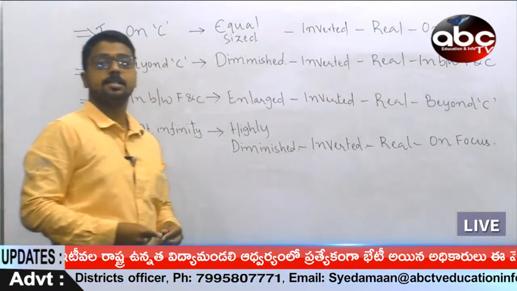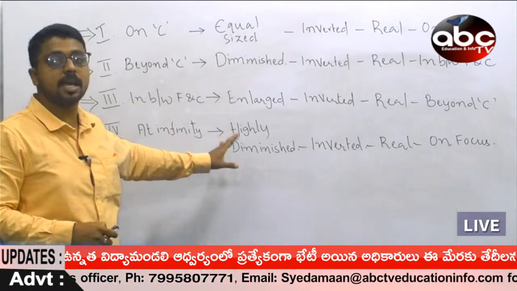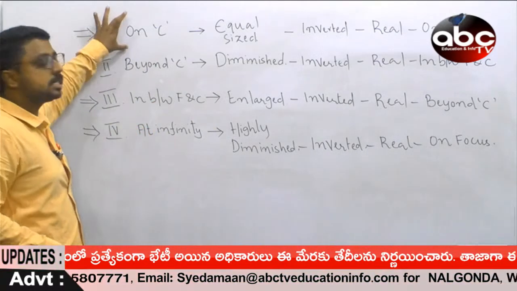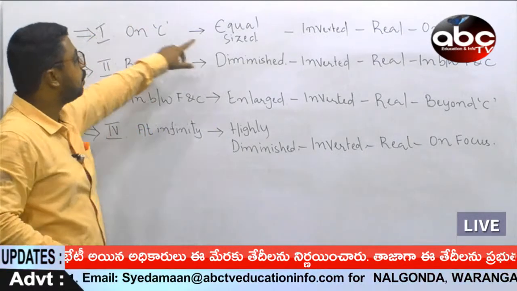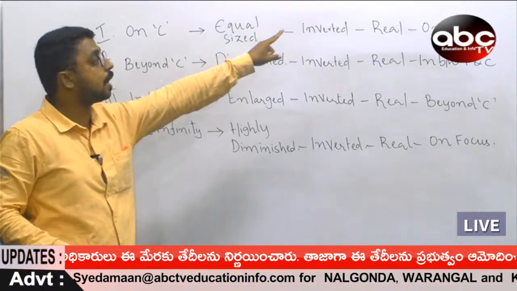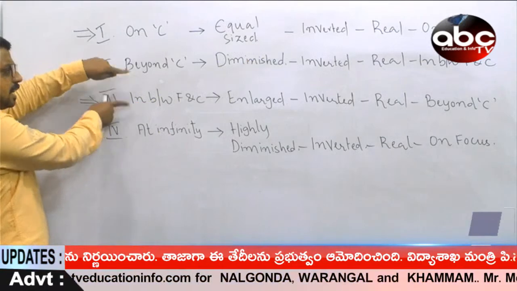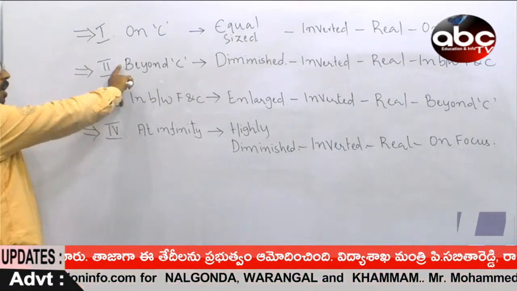So my dear friends, why have I mentioned these four cases in particular? You just note the difference. On C is the only case in which the image is equal in size and also formed on C itself. You observe a twisting relationship between these. There is a small twisting relation.